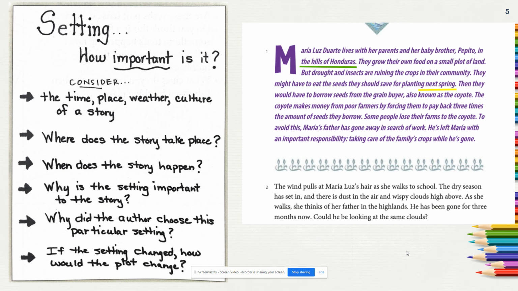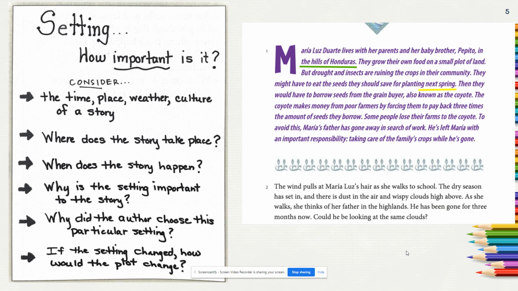Also, why is the setting so important to the story? Well, the setting is important to a story because it contributes to the plot and the conflicts or troubles that the character faces. The setting is very important to the aspects of the story, to the characters of the story, and it keeps the story moving along.